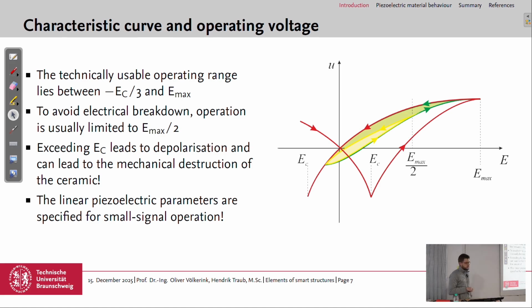We don't use the whole range when we technically use these piezoceramic materials. We typically use it between 1/3 of minus EC, so the coercive field strength, and up to half or 50% of Emax. So these yellow arrows and yellow lines indicate the usable range and also the hysteresis behavior, with the area enclosed by these curves. Yes?